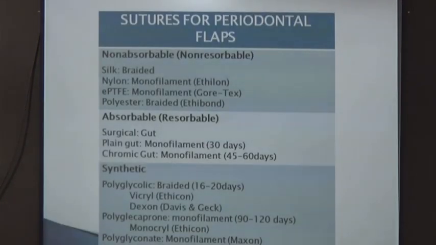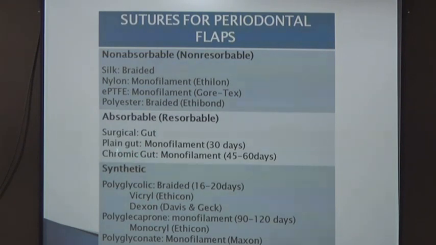Suturing techniques. These are all different types of suture material: non-resorbable, absorbable and synthetic. Silk braided is always non-resorbable. Even black silk is non-resorbable. Nylon, ePTFE and polyester are all non-resorbable. Non-resorbable means after suturing you have to ask the patient to come after 7 days for suture removal. And resorbable will resorb by itself, usually surgical gut. It is only a monofilament, a thin filament.